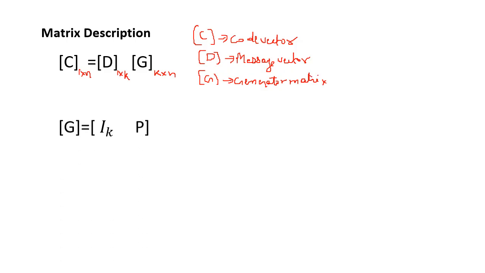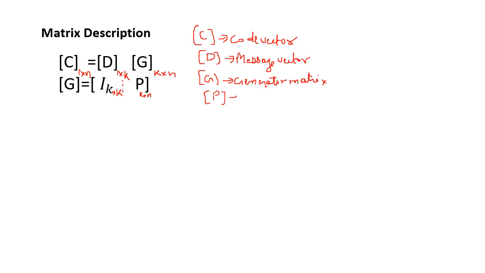Now the generator matrix is of the form G = [I_k | P], that is, an identity matrix of size k, which is a k cross k identity matrix, usually concatenated with the matrix P. This matrix P is going to have k rows and n minus k columns. So matrix P is nothing but what is called the parity matrix.